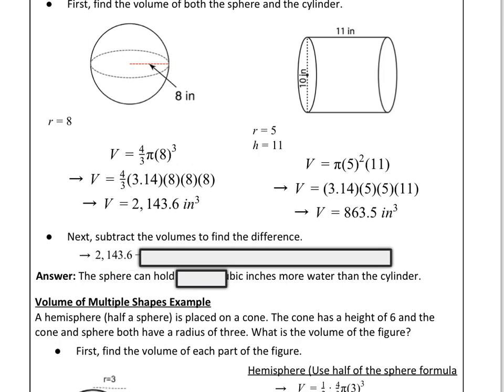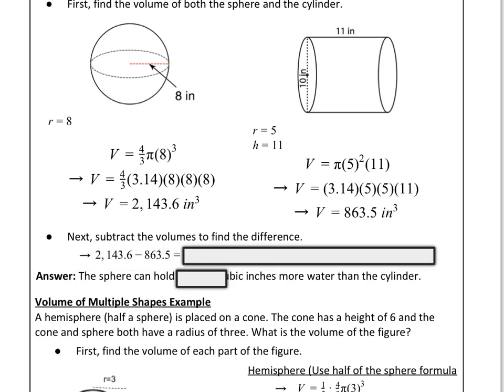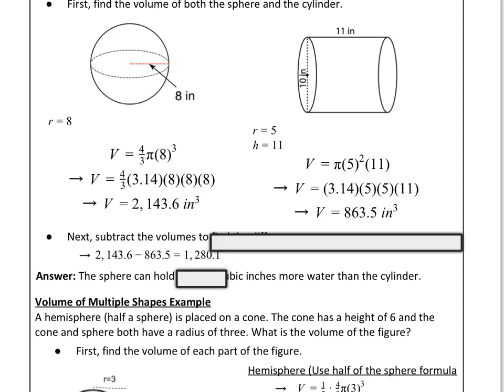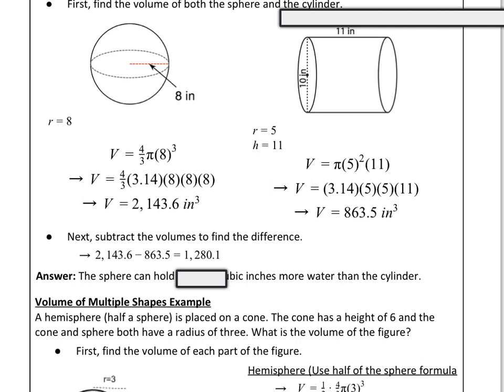All right, if you did that correctly, you should have done 2,143.6, subtract 863.5, and that should give you an answer of about 1,280.1 inches cubed. So our answer, the sphere can hold 1,280.1 cubic inches more water than the cylinder. Whenever you compare, you have to find both volumes, and then you can subtract to find the difference.